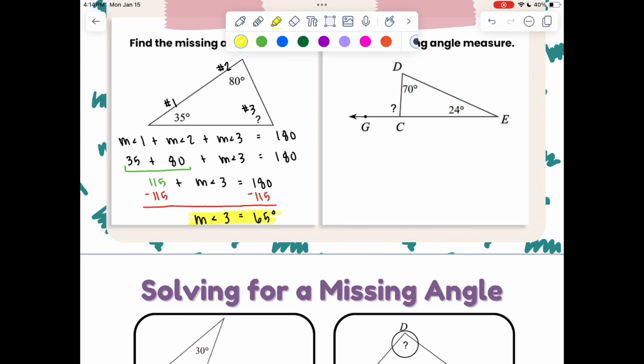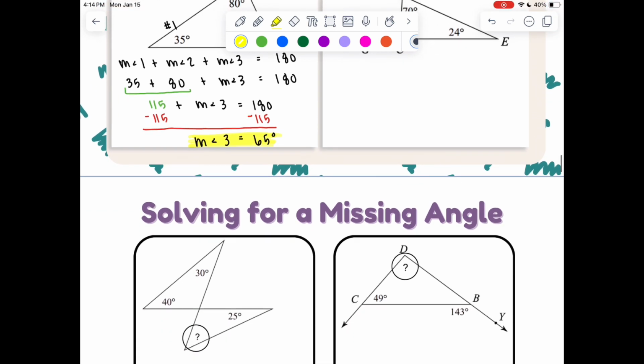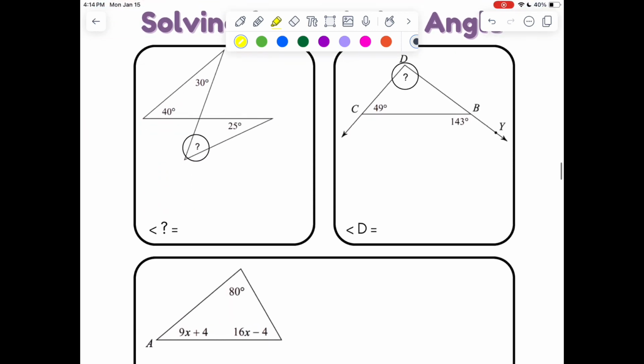And you can always check and say, do 80 plus 35 plus 65 make 180? And if they don't, then you know that you've done something wrong. Let's look at a more challenging question here. This is a little bit more complicated looking.